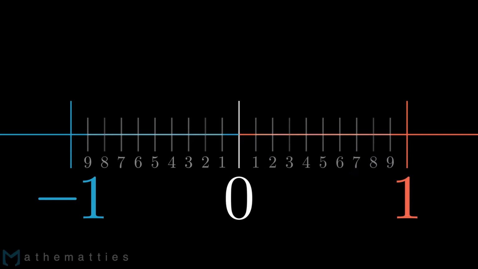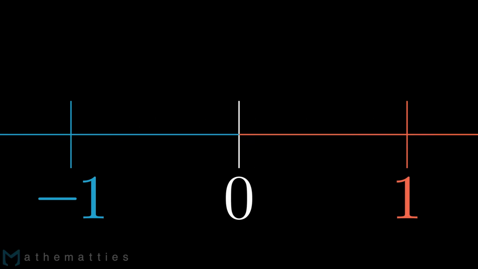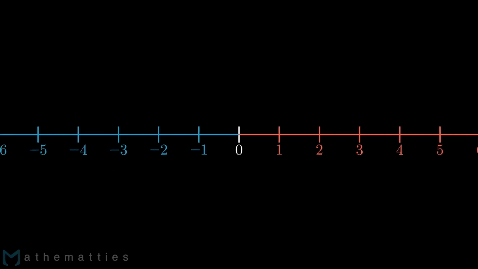And don't be fooled, this subdividing between two numbers can be done anywhere on the line, not just between 0 and 1 or 0 and minus 1, but also between 5 and 6 or minus 3 and minus 4.